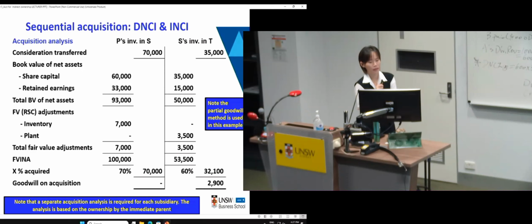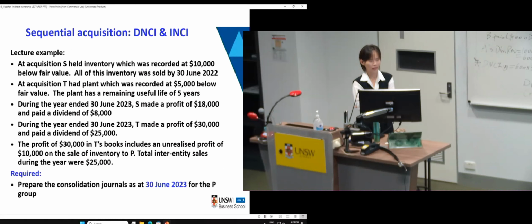Step one, conduct acquisition analysis. You have two acquisitions, so you should conduct two acquisition analyses. You may ask which goodwill method I should apply here, full goodwill method or partial goodwill method. Can you apply the full goodwill method based on the available information? You can't. Why? There's no NCI fair value. The fair value of NCI is not given, so you can't apply the full goodwill method. The question actually implies the adoption of the partial goodwill method.